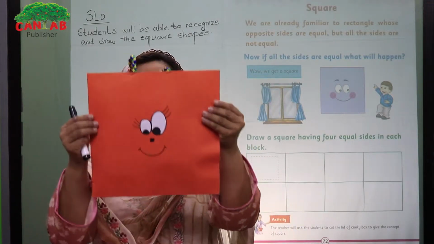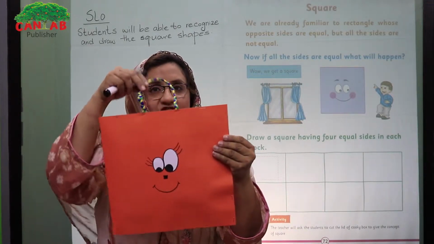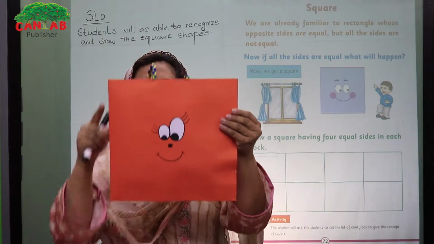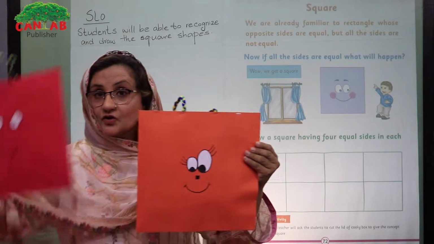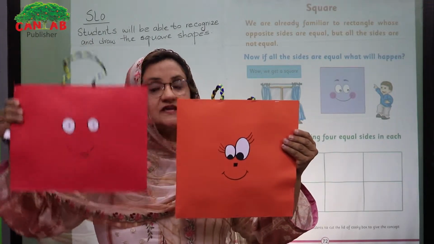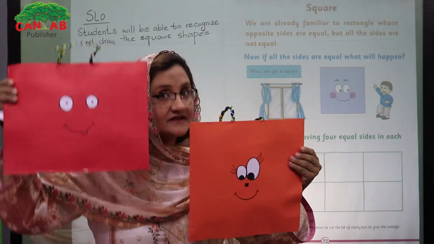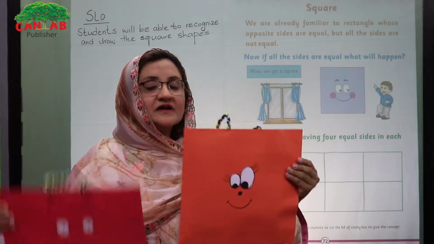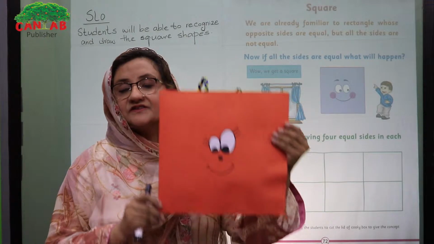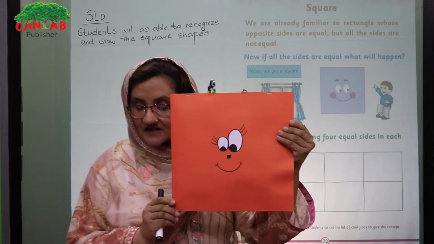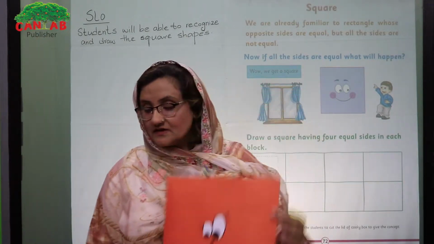Look here. This shape has all the sides equal, but this shape does not have all the sides equal. This is a rectangular shape, and this is a square. This is a square. Good.